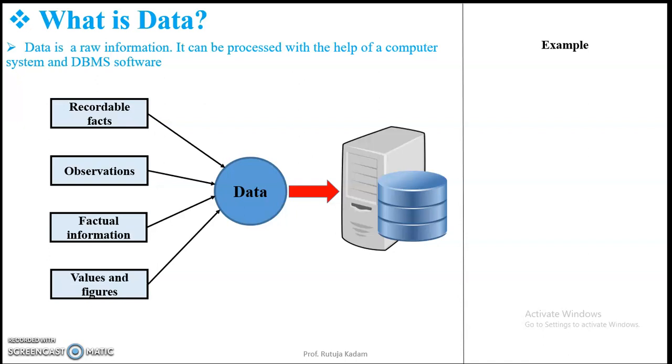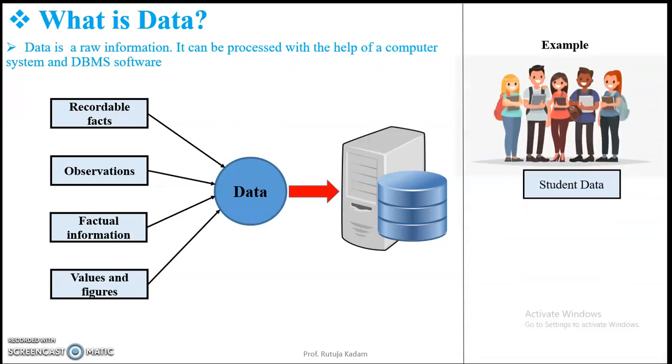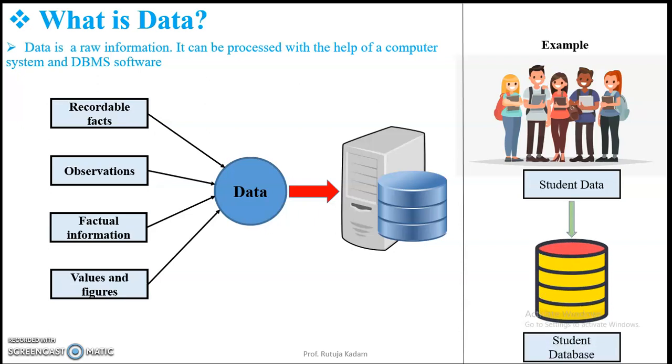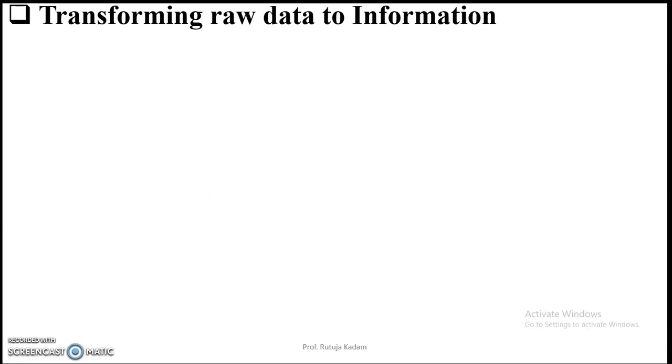An example of data: these are students, a group of students. Each student has their own data, that is their name, PRN number, class, zip code, etc. All that data is stored in a database called a student database. So how do we transform this raw data into information? It is necessary, because unless the data is processed, we will not be able to use it further. So raw data, when processed, is converted to information.